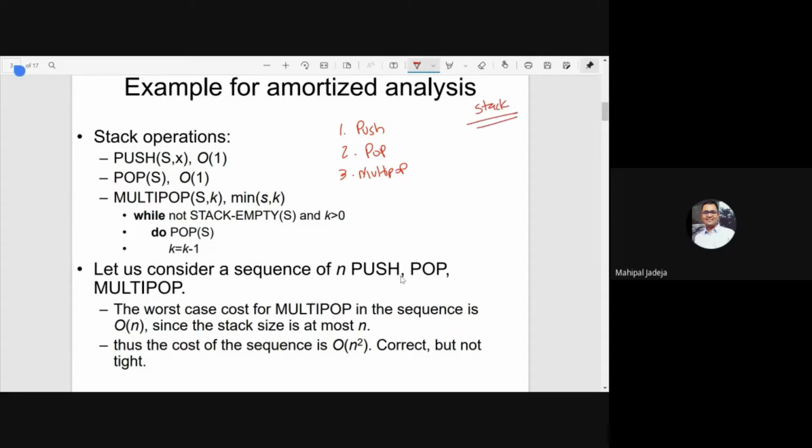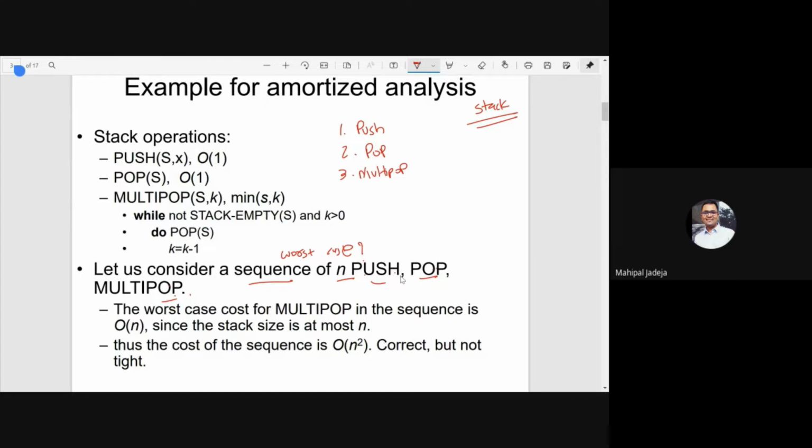Now we are interested in analysis of a sequence of length n where these three operations will come: push, pop and multi-pop. And we are interested in identifying what will happen in the worst case. The traditional analysis says out of these three operations, the costlier one is multi-pop, because we are popping multiple elements, and it may be possible in the worst case we are popping out all the n elements. That is the maximum size of the stack.